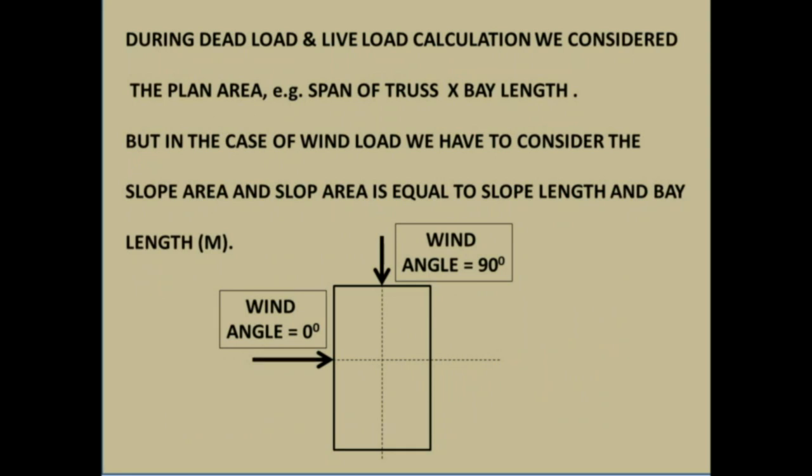During dead load and live load calculation, we considered the plan area, that is the span of truss into bay length. But in case of wind load, we have to consider the slope area, and the slope area is equal to slope length and the bay length. We consider the wind angle as 0 degree when wind is blowing perpendicular to the ridge line, and we consider the wind angle as 90 degree when it is blowing parallel to the ridge line.